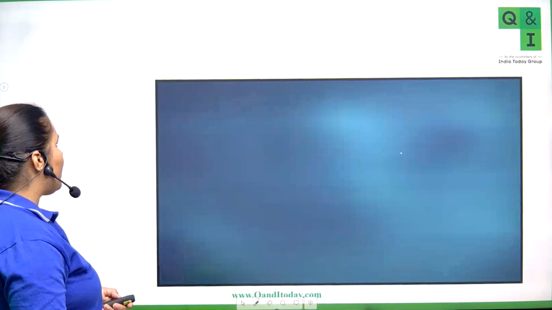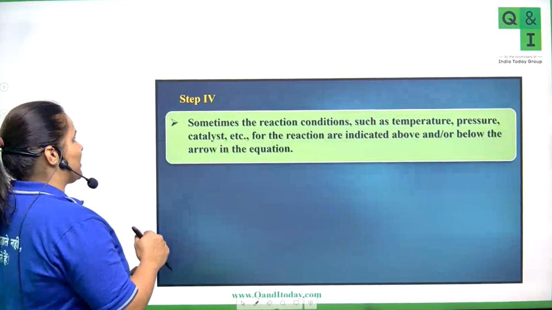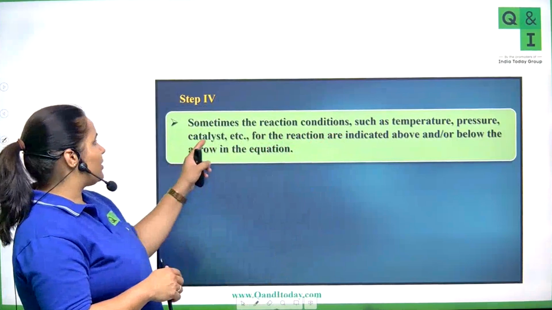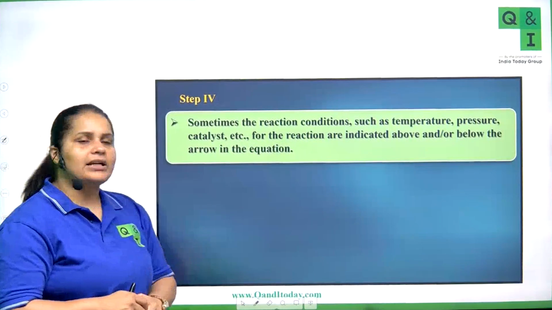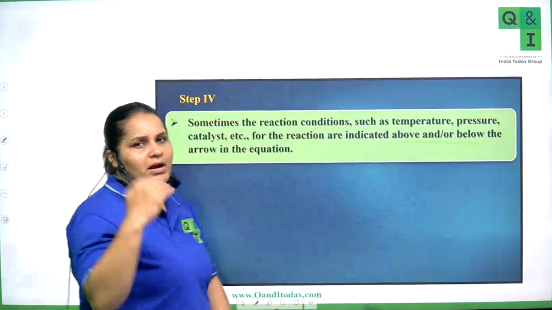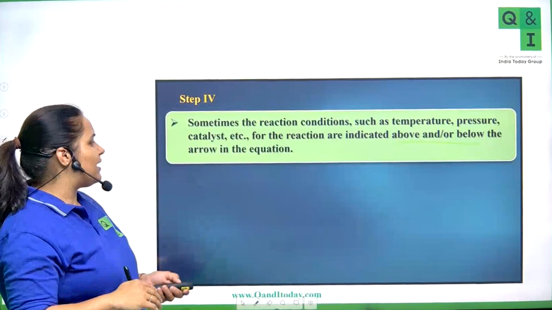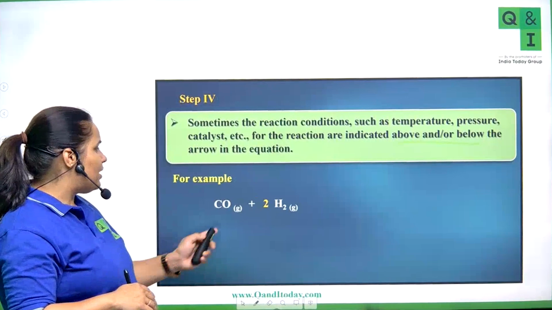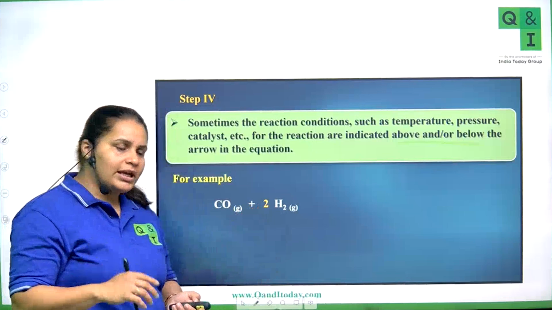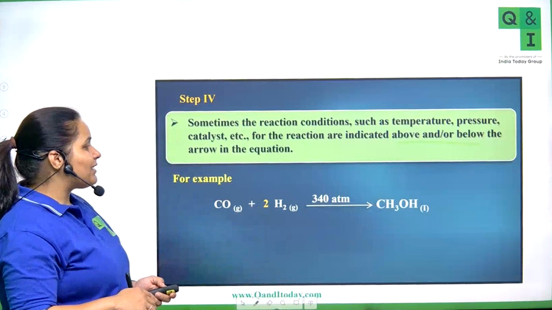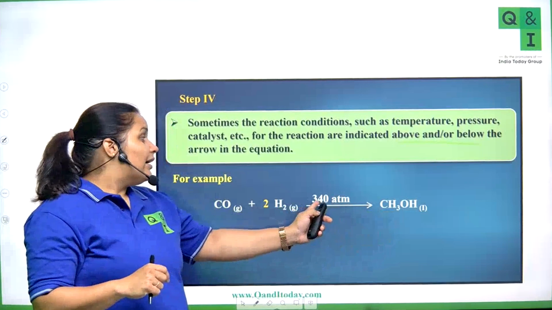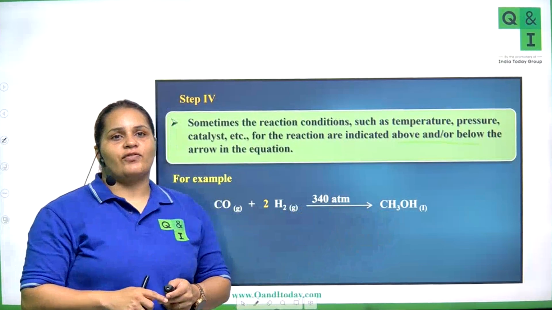Okay, so now coming to the fourth step. Sometimes the reaction conditions such as temperature, pressure, catalyst, etc. for the reaction are indicated above or below the arrow in the equation. For example, carbon monoxide, that is gas, plus 2H2, again a gas, reacts to give you methanol, which is in liquid state, at 340 atmosphere.